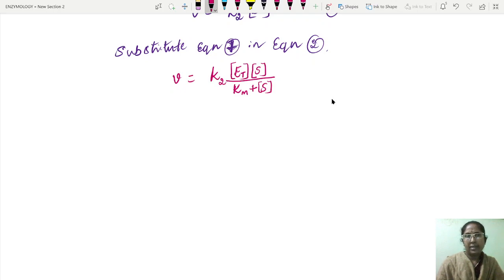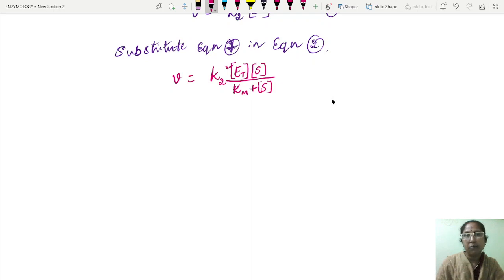When all the enzymes, where ET indicates the total enzyme, when all the enzyme molecules are saturated with the substrate, or when the active sites of all the enzyme molecules are bound by substrate molecules, then the maximum velocity is reached. This happens at high concentration of the substrate.